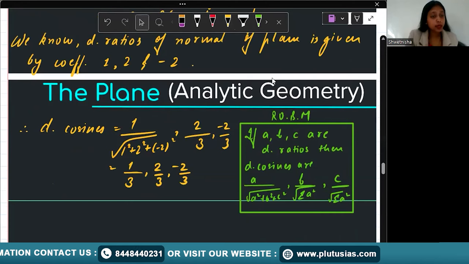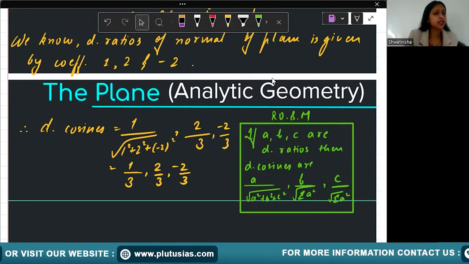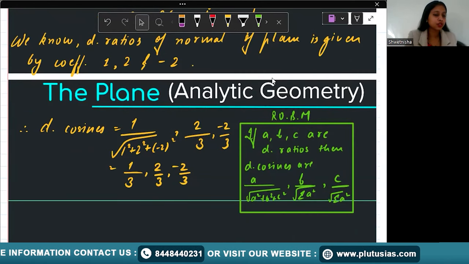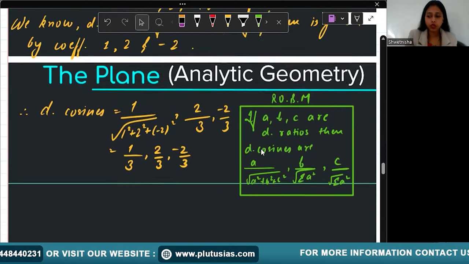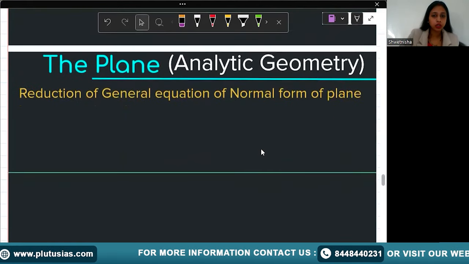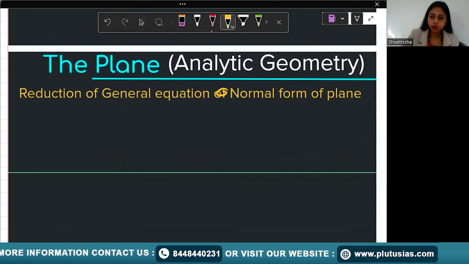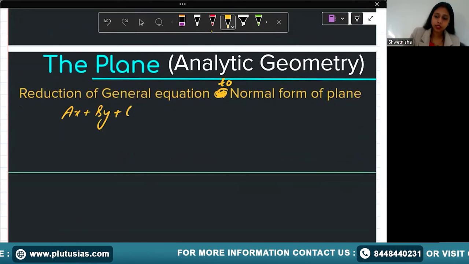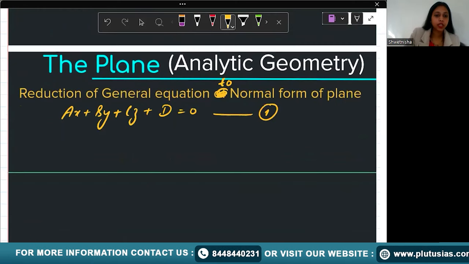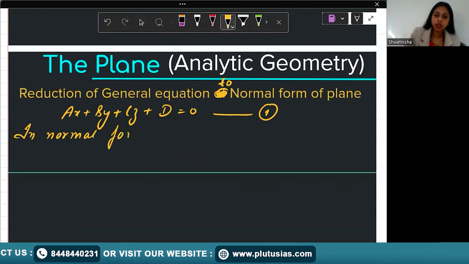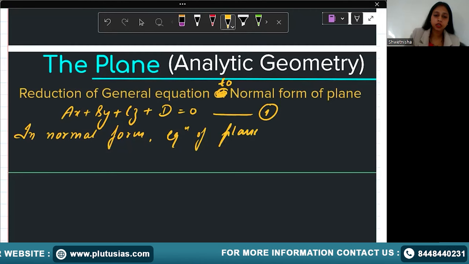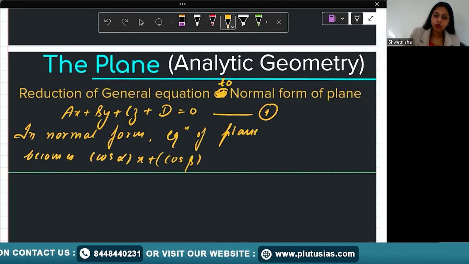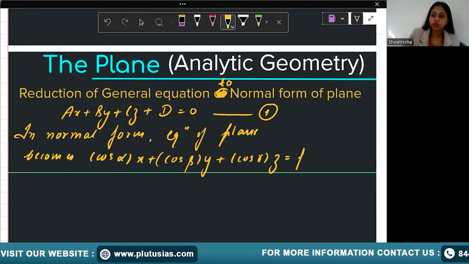Actually, we can also find the normal form from the general form, but that was an unnecessary job. If it is explicitly asked in the question, then I'll do it. But just to find the direction ratios, there was no need to convert the general form into normal form. But we can do that. Let's see how I can reduce the general equation to the normal form of the plane. We start with AX plus BY plus CZ plus D equals 0. That's equation number 1. In normal form, the equation of the plane becomes cos alpha x plus cos beta y plus cos gamma z equals p, right?